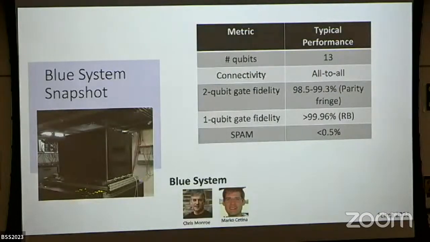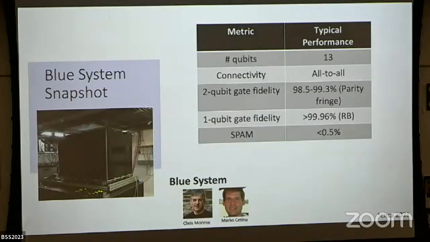Okay, putting that all together, this is kind of a shot of what we call the blue system. These are, officially, fidelities and SPAM and everything from before we moved the system from Maryland to Duke. So this was previously at University of Maryland and has since, in the last couple of years, moved down to Duke. And we are just about back to these fidelities from before.